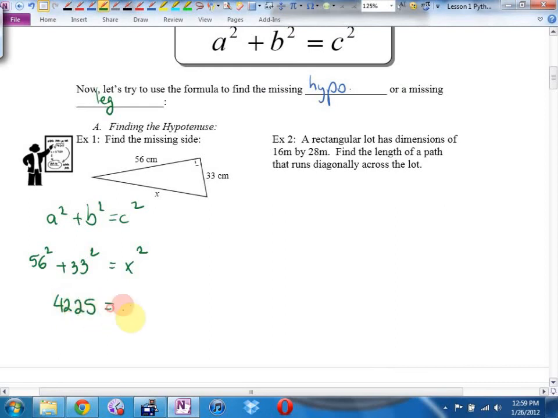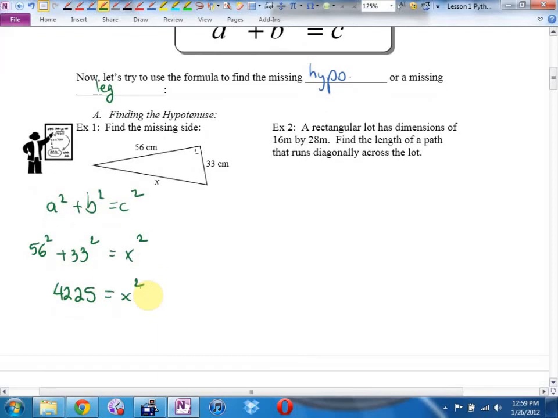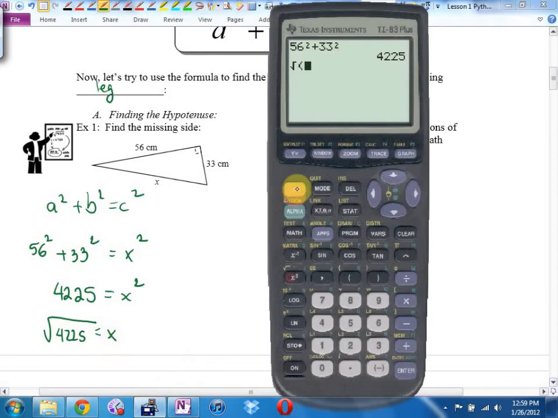How to get rid of a squared? Square root. The square root of 4225 is going to be equal to, and you know what the square root of x squared is? Just plain old x. You want to make sure you know where your square root button is on your calculator. Mine is second function. And this one works out evenly. Most of them won't, but sometimes they will. Equals 65 centimeters.